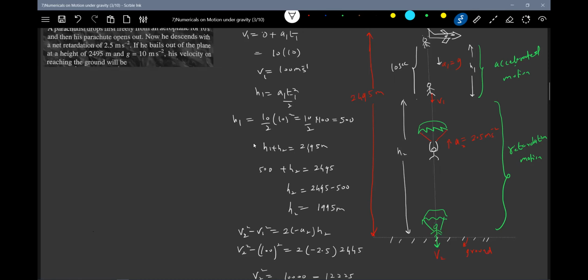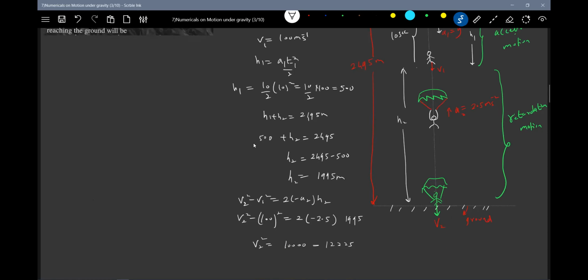Nobody is there to assist me. 2495 minus 500 is 1995. Now V2 square is 10,000 minus 2 into 2.5 into 1995, which is 9975. So V2 square ends up as 25 and V2 will be 5 meter per second.